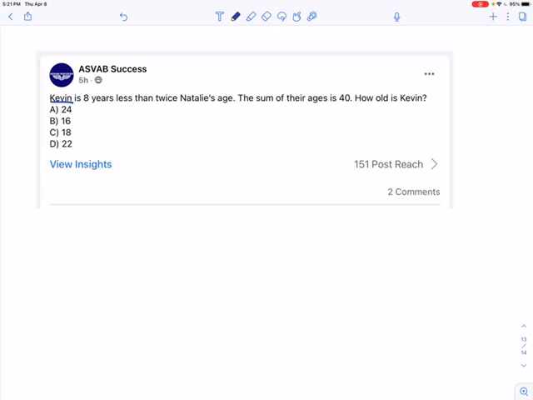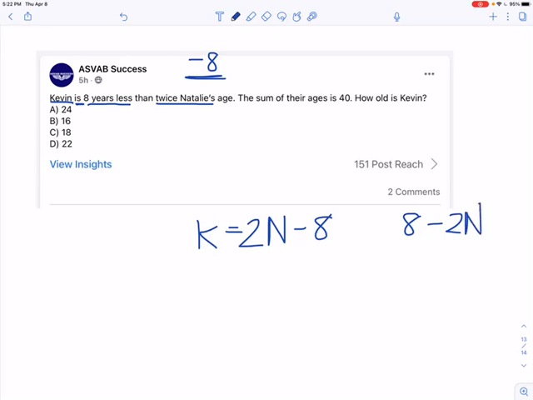Kevin, which I'm going to represent with K. Where I see the word is, I know that's equals. 8 years less than, that means minus 8 for me. Twice Natalie's age. Twice, 2 times Natalie. And then when I have that, I'm going to subtract that 8. So super important, it's not 8 minus twice Natalie. It says less than this, which means I have to put that 2n first. Okay?